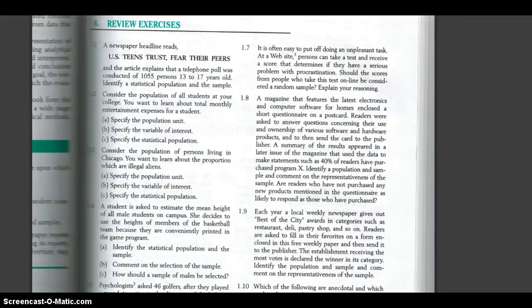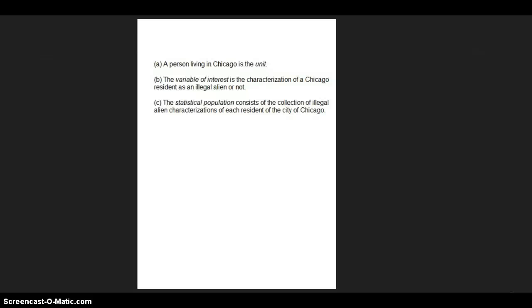Or you can also write it this way: in order to find out the proportion, you have to find out for every single person in Chicago if this person is illegal or not. So you can also say the variable of interest is the characterization of a Chicago resident as an illegal alien or not. So you have to ask everybody, 2 million people living in Chicago, if each person is illegal or not. And the statistical population will be the answers you get from these 2 million people.